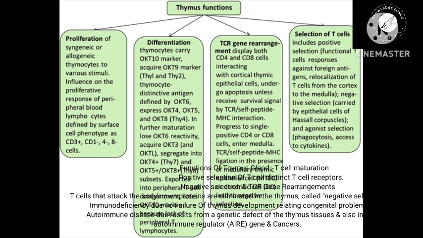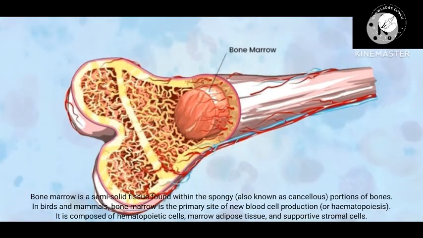Negative selection and TCR gene rearrangements. T cells that attack the body's own proteins are eliminated in the thymus, called negative selection. Immunodeficiency due to failure of thymus development relating to congenital problems. Autoimmune disease results from a genetic defect of the thymus tissues and also in the autoimmune regulator, AIRE, gene, and cancers. Bone marrow is a semi-solid tissue found within the spongy, also known as cancellous, portions of bones.